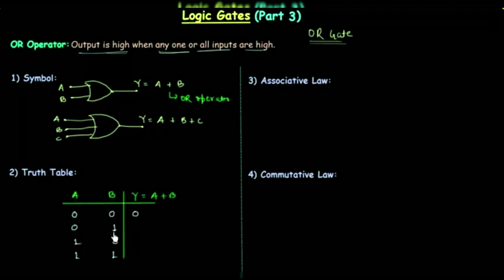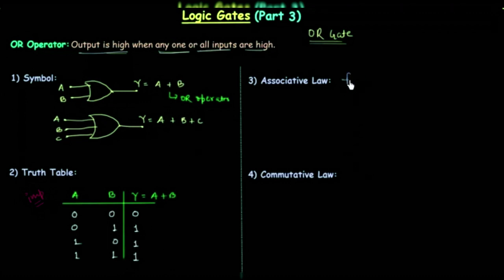In the second case, B is high, so output is high. And for third case, A is high, so output is high. And for last case, both A and B are high, so output is high. So this is the truth table for OR gate, and this is very important because we will use this a lot. Now we will move to associative law for OR gate.